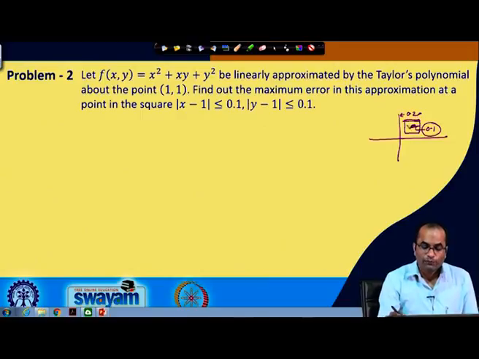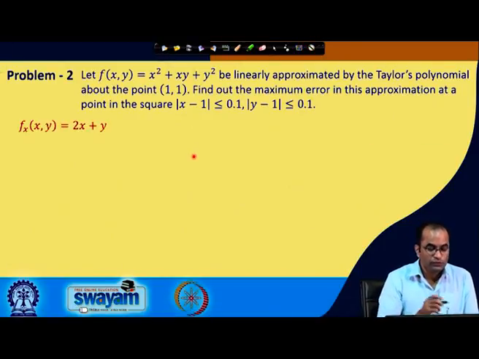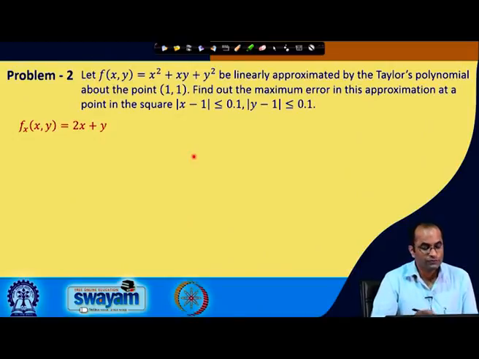So, if we take any point in this neighborhood, the square neighborhood around this point, then what will be the maximum error in that linear approximation of the function we want to evaluate? In that case, we will make use of the remainder term directly.